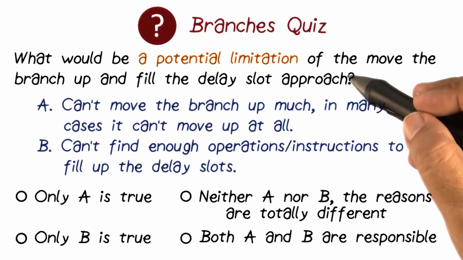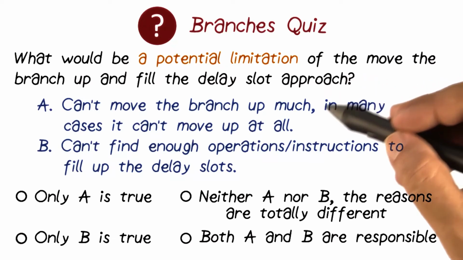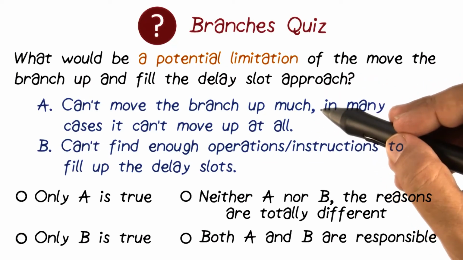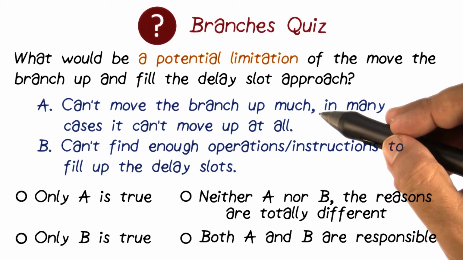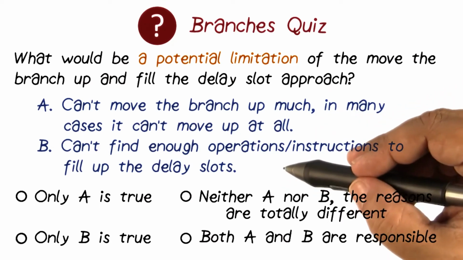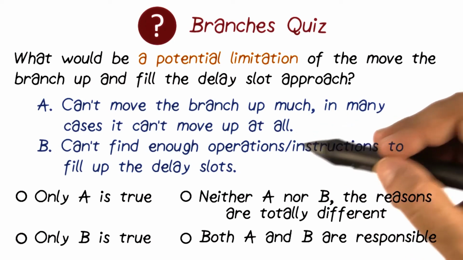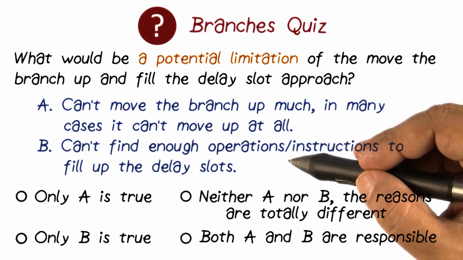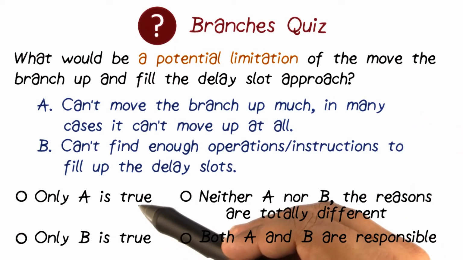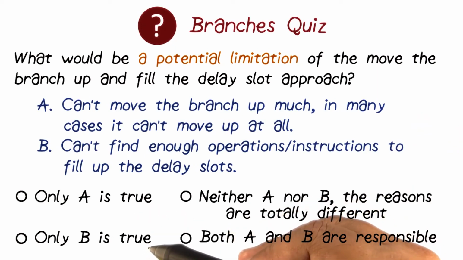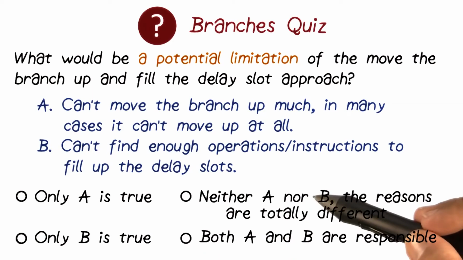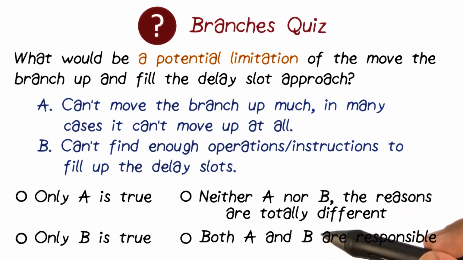So now let's see if we can discover the limitation of the branch movement approach. What would be a potential limitation of the move the branch up and fill the delay slot approach? One alternative could be we can't move the branch up much. In many cases it can't move up at all. In some other cases, we can't find enough operations or instructions to fill the delay slots. So the question is, is it only that A is true, or only that B is true, or neither A nor B is true, the reasons are totally different, or both A and B are in fact responsible for the limitation of this approach? What is the right answer?